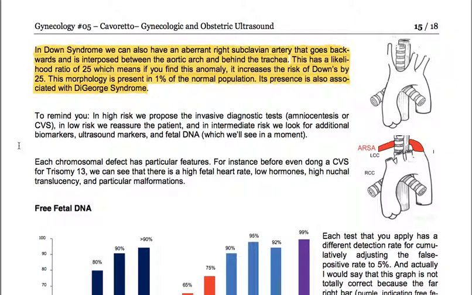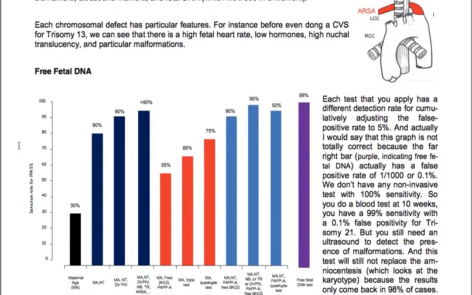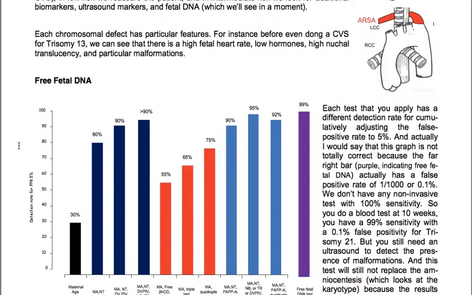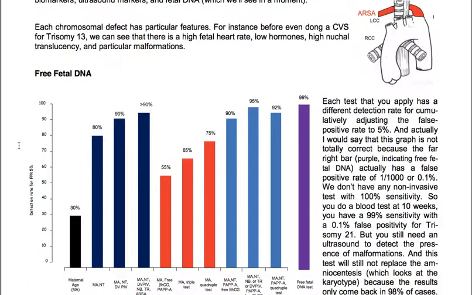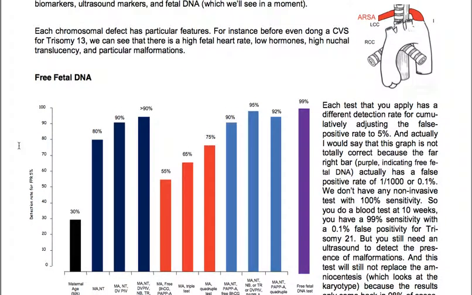So, in high risk, we propose the invasive diagnostic tests, amniocentesis or chorionic villus sampling. In low risk, we reassure the patient, and in intermediate risk, we look for additional biomarkers, ultrasound markers, and fetal DNA. Each chromosomal defect has particular features. For instance, even doing a chorionic villus sampling for trisomy 13, we can see that there is a high fetal heart rate, low hormones, high nuchal translucency, and particular malformations.